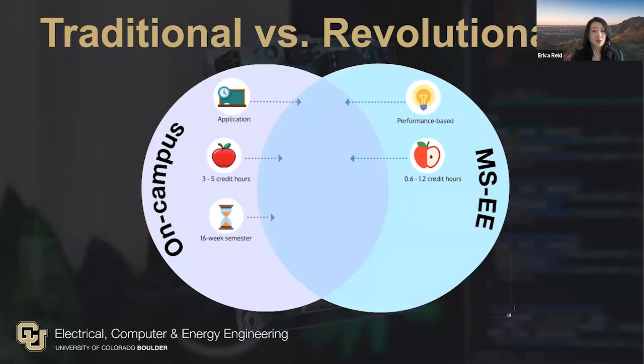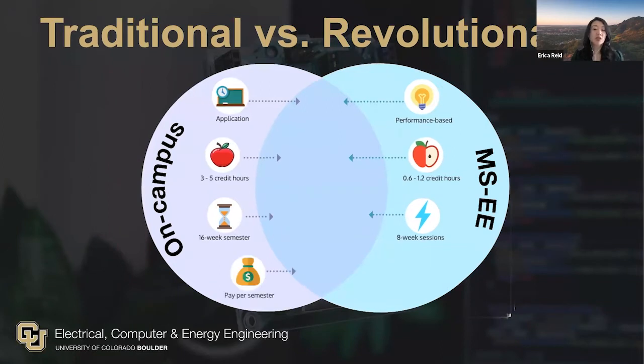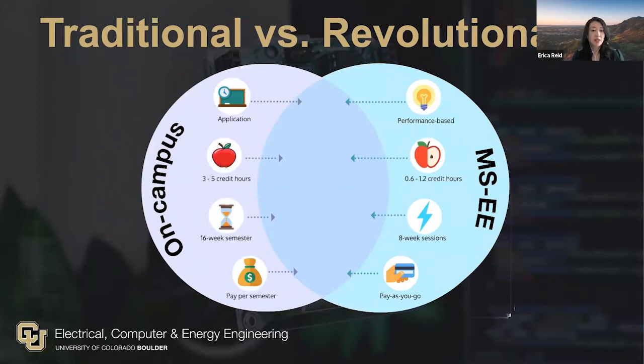In a traditional program, there are normally 3 semesters per year. Each semester is about 16 weeks long. Our program runs 6 sessions per year. Each session is about 8 weeks long. Traditionally, students pay per semester, which can be quite expensive because you have to pay up front. Conversely, in this program, you pay as you go, and the tuition is $667 per credit hour.